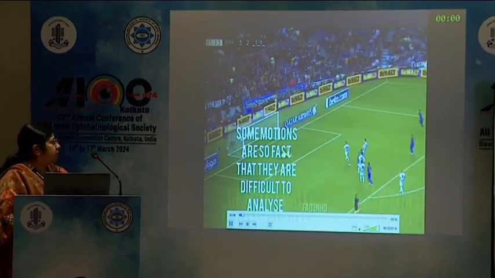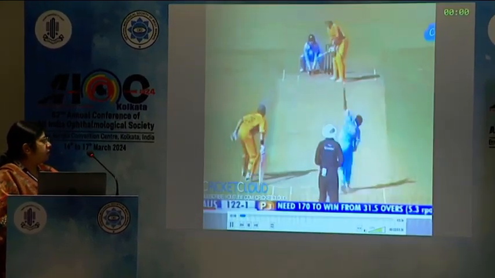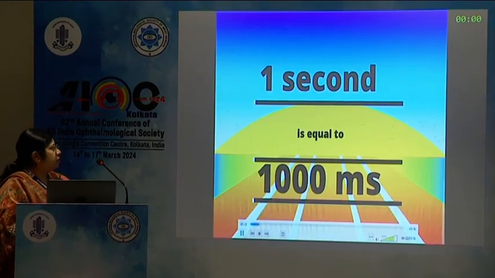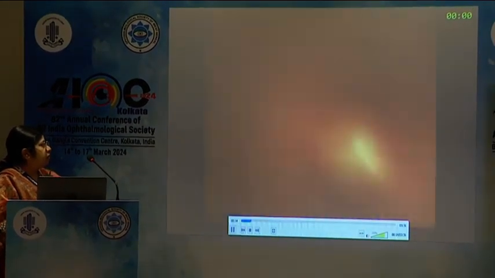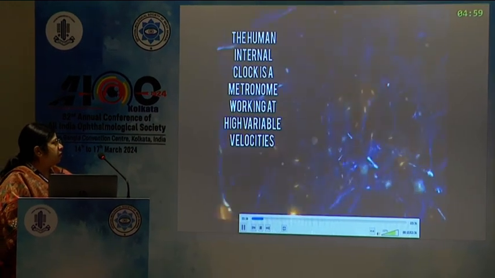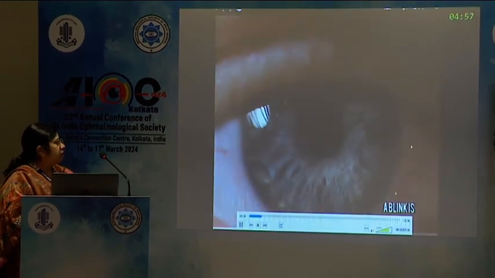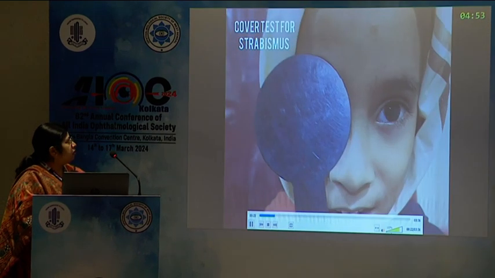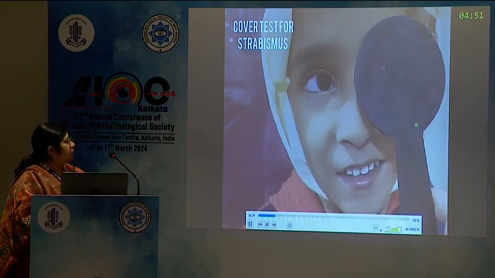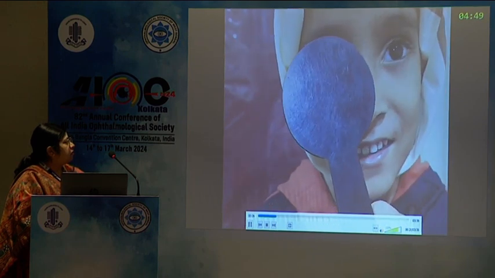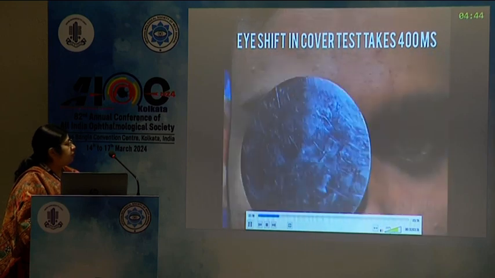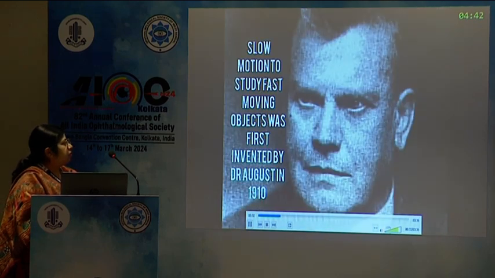Some motions are so fast that they are difficult to analyze. Time is in fact an arbitrary human-made concept. While a second always takes the same amount of time, the human internal clock is a metronome working at highly variable velocities. A blink is 100 milliseconds. Pupil constricts in 200 milliseconds. The cover test, one of the most important tests for strabismus, appears simple but is actually complex. Eye shift in the cover test takes place in 400 milliseconds.